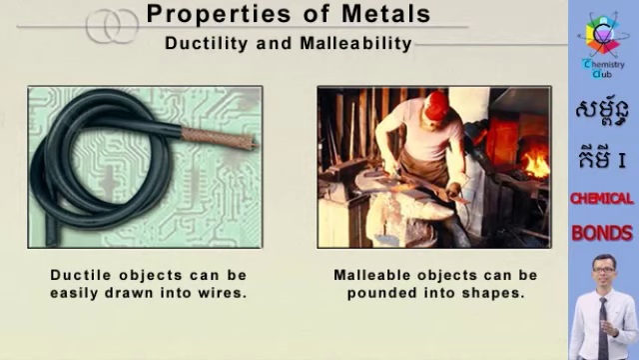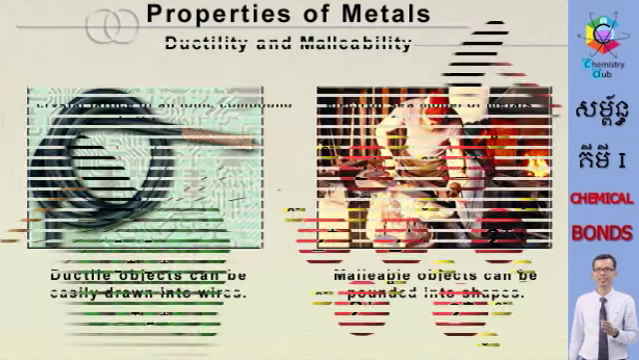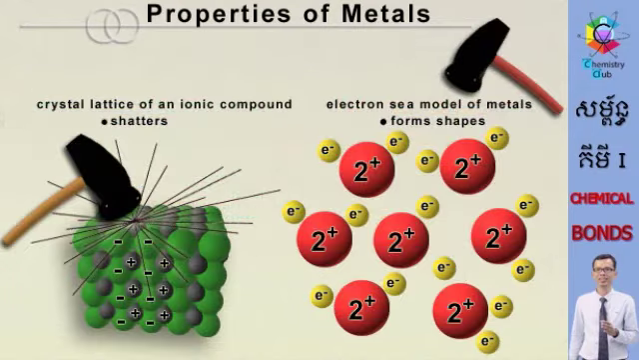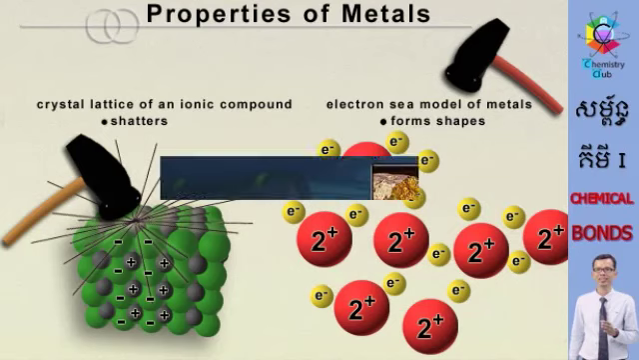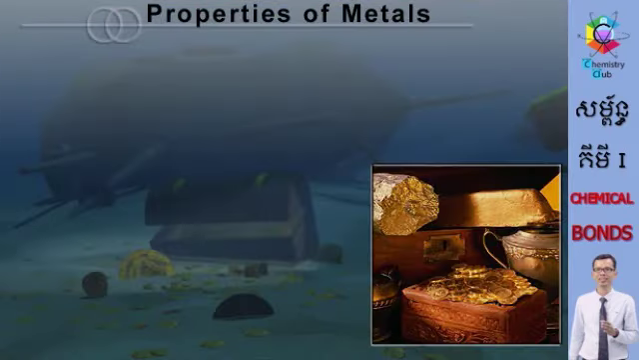This property differs from the ionic crystal lattices that, as you remember, break along fissures. The reason why metals do not break like ionic crystals is because the electrons essentially act as ball bearings, allowing the cations to slide past one another while reducing the repulsive force between the cations. The malleable properties of metals can be seen in gold medallions and other treasures.